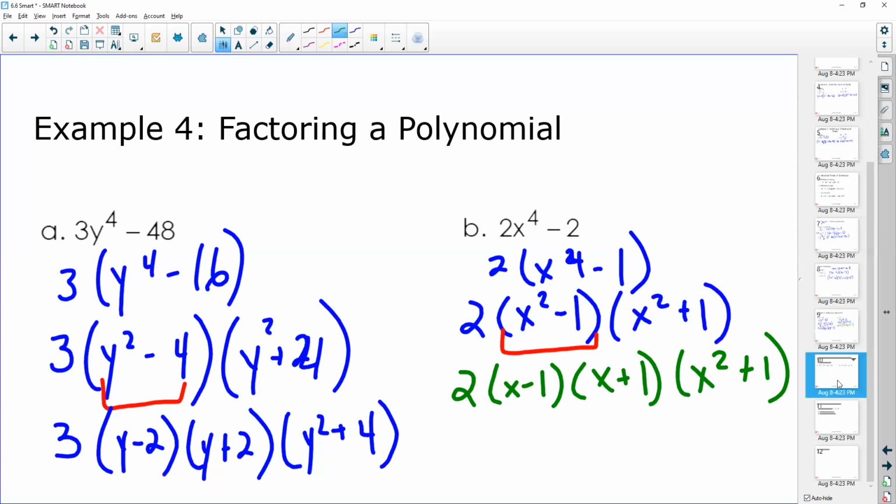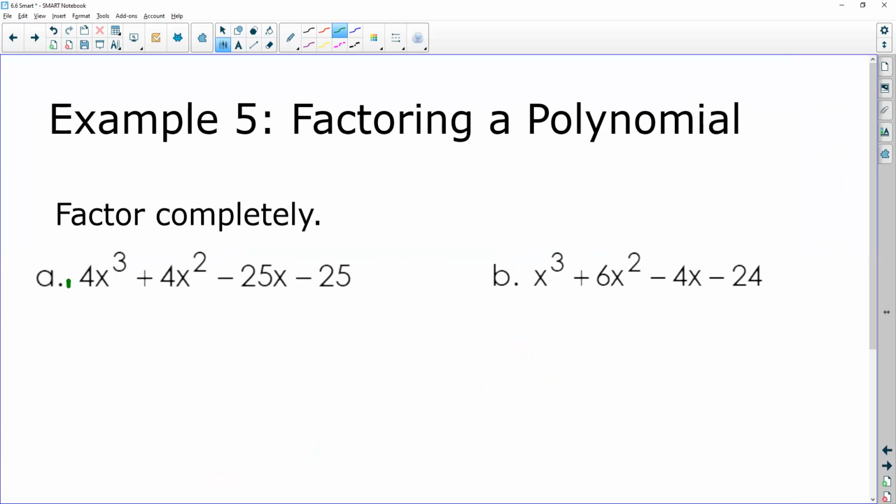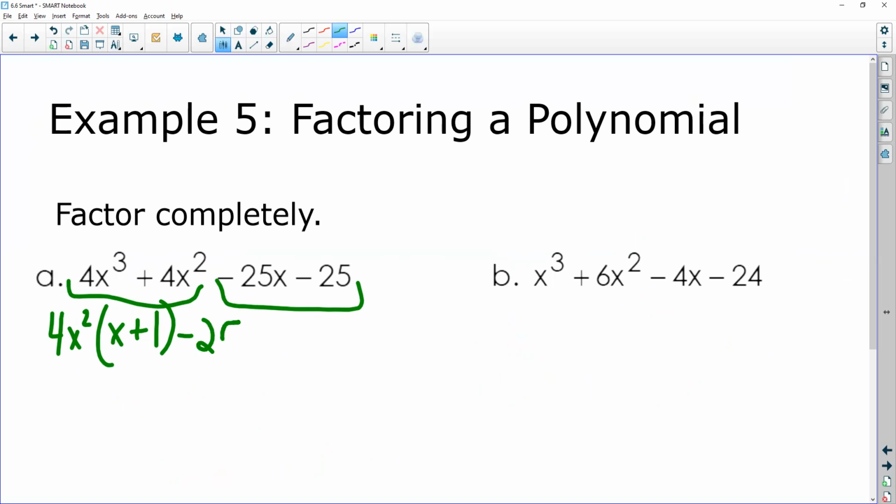All right. Uh-oh. Now what's happening? Well, remember that when you see 4 factors, your brain should always go, oh, factor by grouping. So let's do that. I'm going to take 4x squared out of the first one, and I'm left with x plus 1. Out of the second one, I want to take minus 25. That leaves me with x plus 1. So I'm going to pull the common factor to the front, x plus 1, and I'm left with 4x squared minus 25.